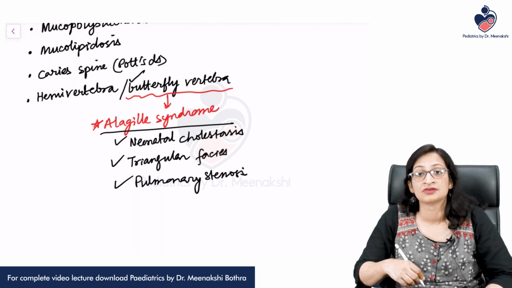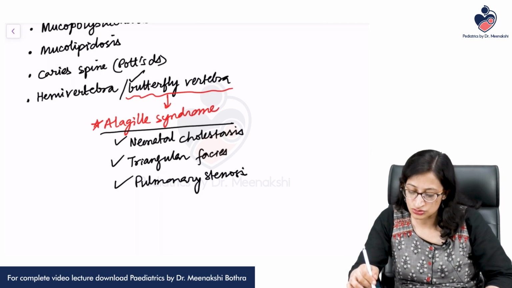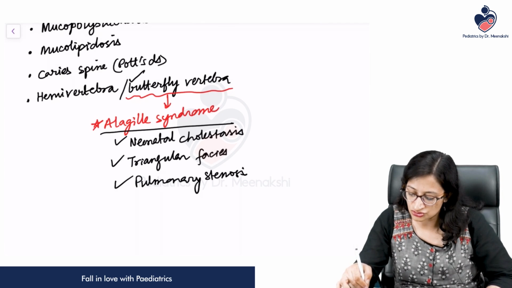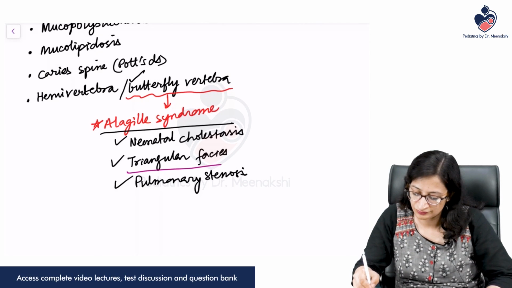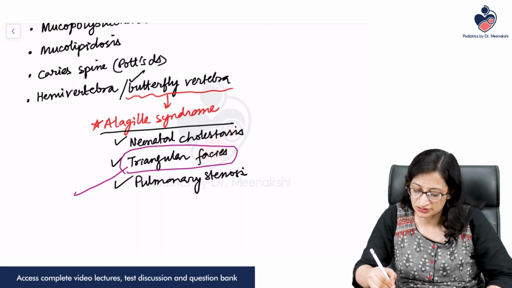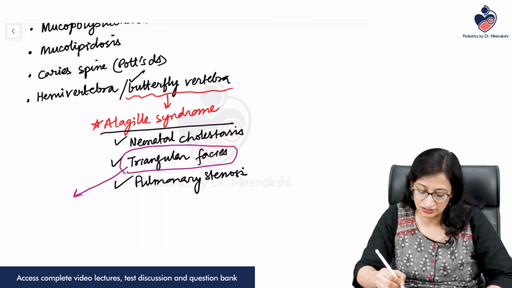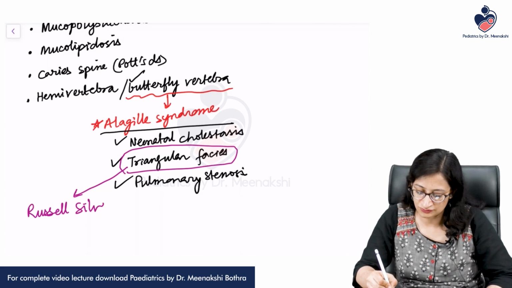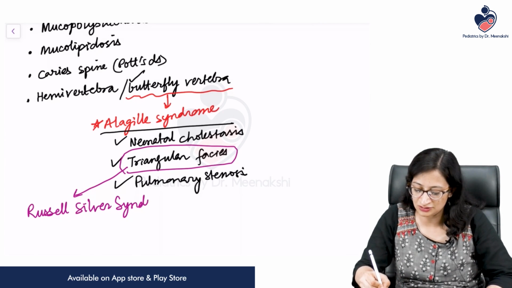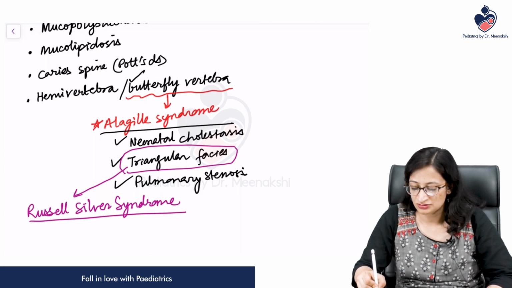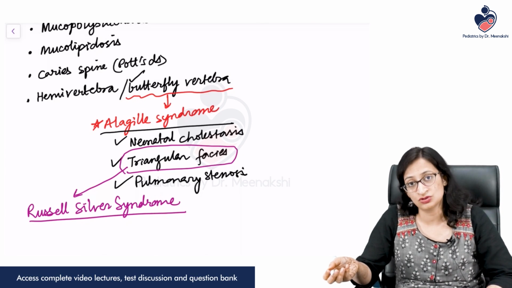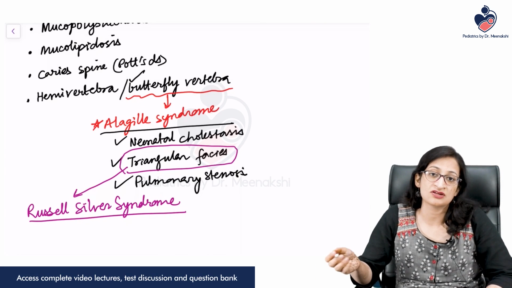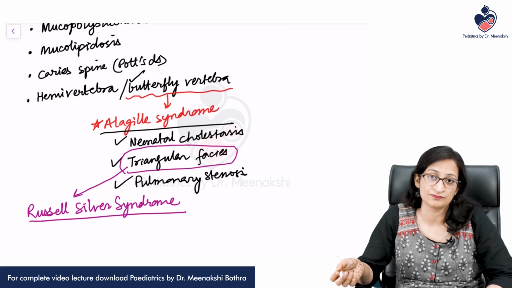This triangular facies is also seen in another disorder which has been asked in the MCQs previously. This triangular facies is also seen in Russell-Silver syndrome, another syndrome where you can get triangular facies. Russell-Silver syndrome has been asked in the NEET pattern previously. So, in which of the following syndromes you get a triangular facies? The answer is Russell-Silver syndrome, or in the presence of conjugated jaundice and vertebral defects, it is Alagille syndrome.